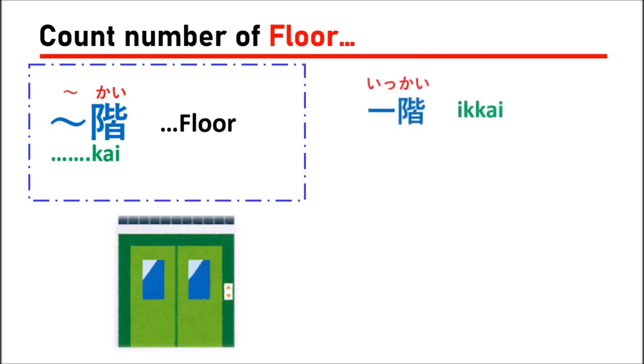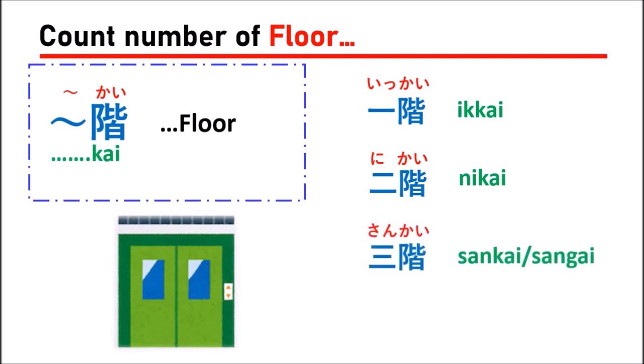Let's look at an example. Ikai, which means first floor. Nikai, second floor. Sankai or sangai, which means third floor, something like that. And now we are going to learn how to count floors in Japanese.